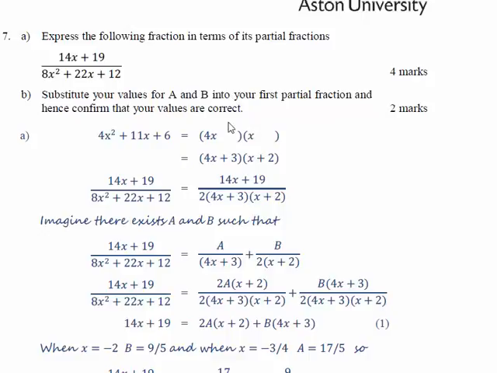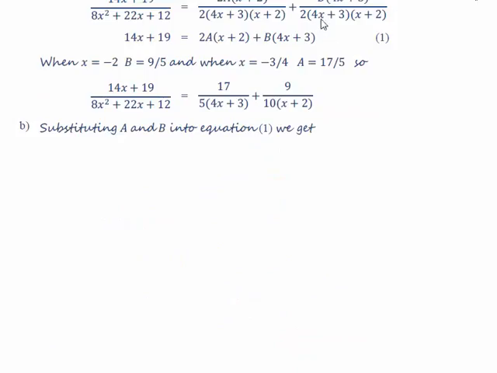Part B. Substitute your values for a and b into the partial fraction and hence confirm that your values are correct. So we're going to substitute our values for a and b into this equation here. So 14x plus 19 is equal to a, which is 17 over 5. We've got a 2 here, so it becomes 34 over 5, (x plus 2). And b is 9 over 5, 9 over 5, (4x plus 3).